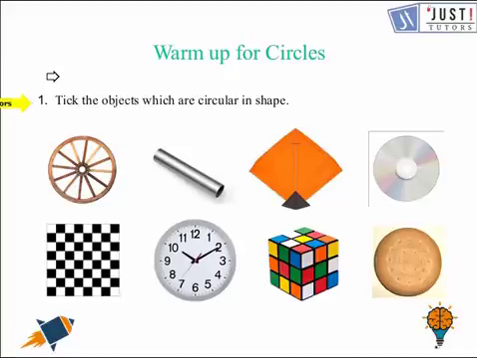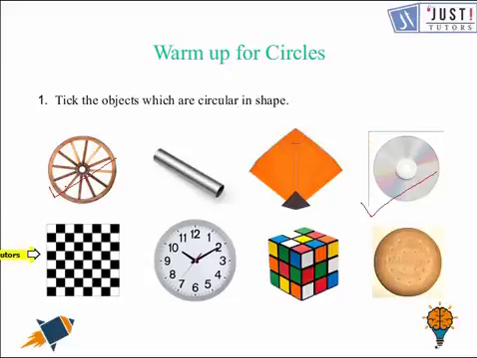So this question says that we have to tick the objects which are circular in shape. So recall how a circle looks, and this first one, which is a wheel, is definitely a circle shape. Then we have the cylindrical pipe, that's not a circle. Then we have a kite, which is again not a circle. Then we have a CD here, which is circular in shape.